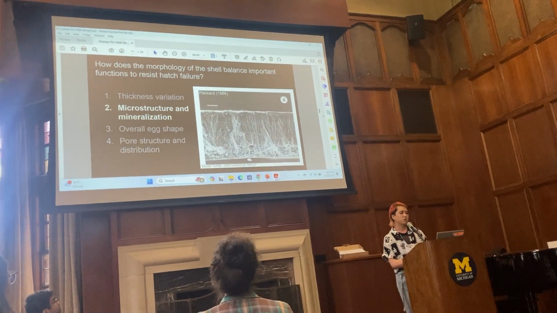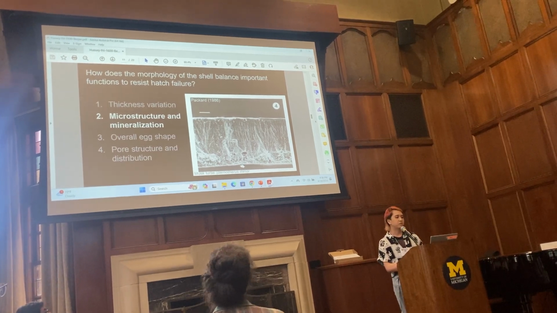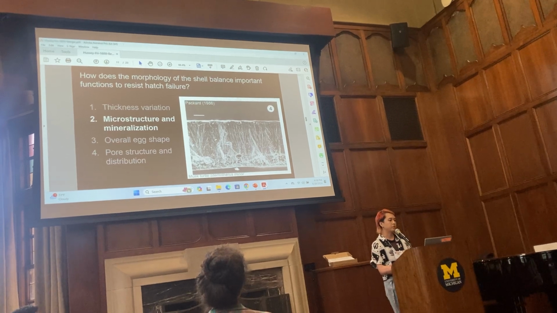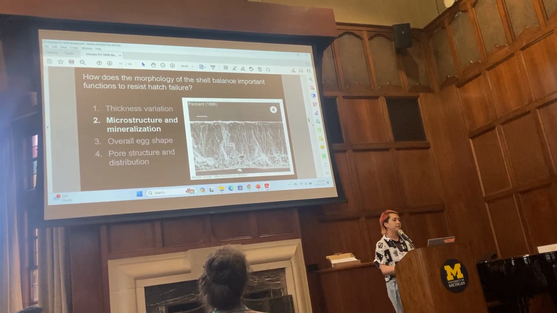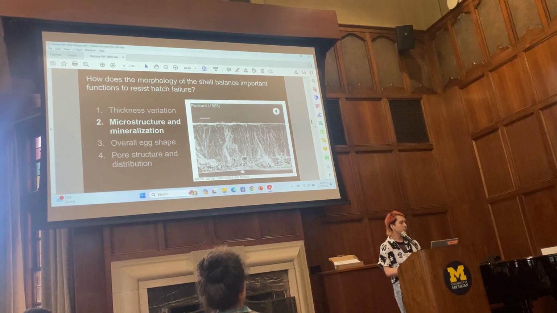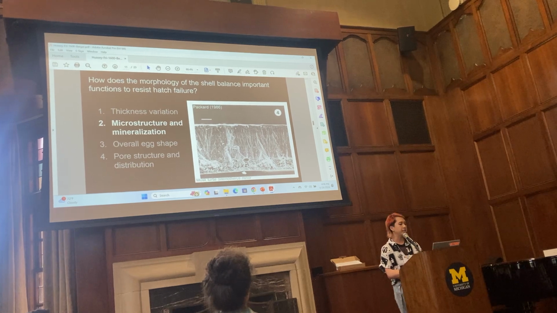The microstructure and mineralization. I've already mentioned there's a couple of different other minerals that may be involved in the shell. Calcium is of course the most common, but you also have aragonite, I believe, in testudines, and also some birds will have another mineral called baterite. And also the actual structure of how the calcium is deposited will vary.